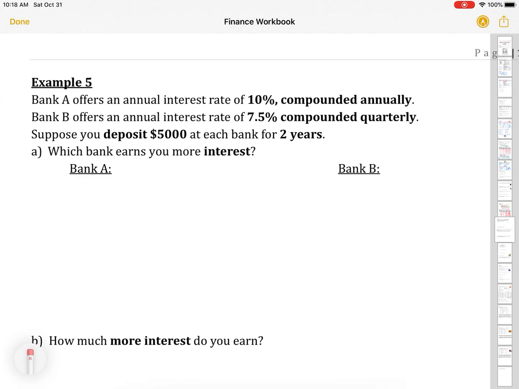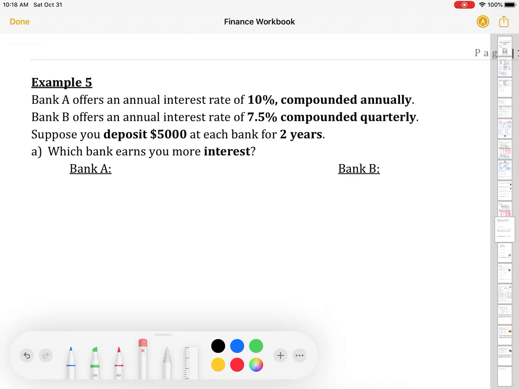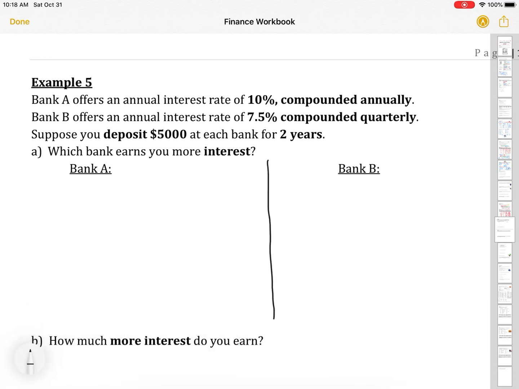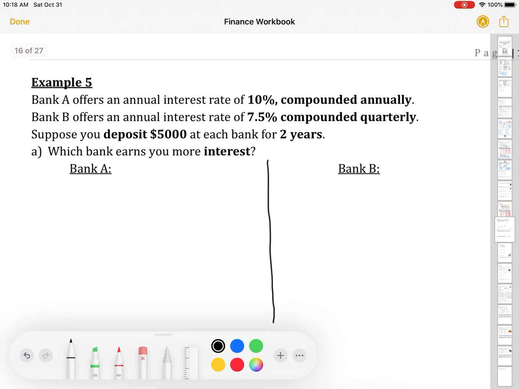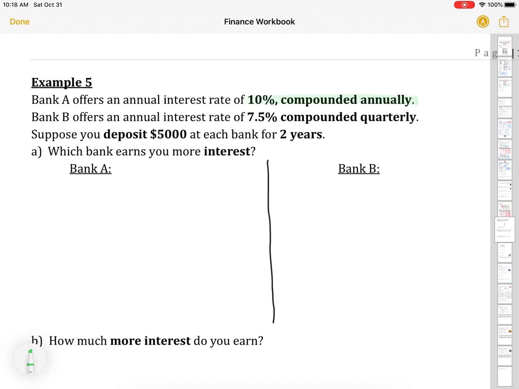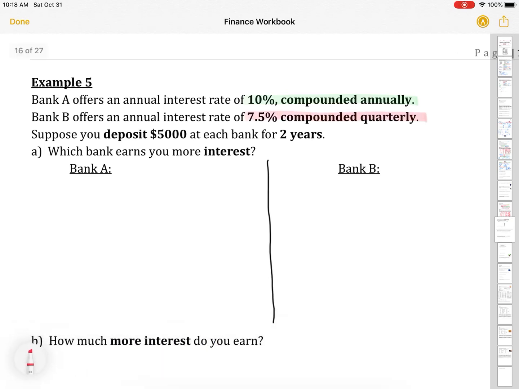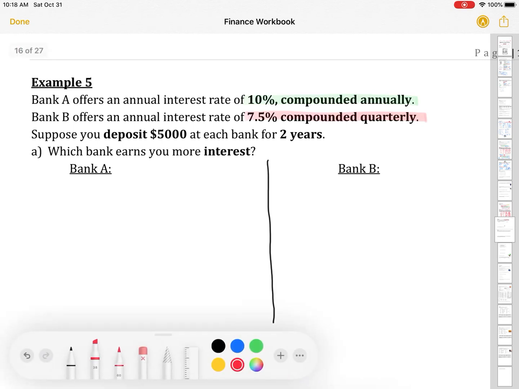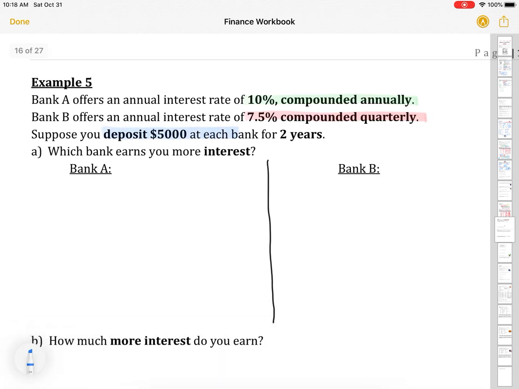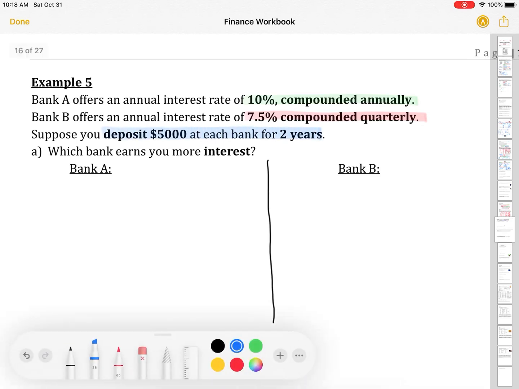Example 5. Last example here. We have 2 questions here because we have Bank A and Bank B. So we're going to have 2 options here. I'm going to split it in half so I can separate my work. Bank A, and I'm going to highlight Bank A in green, offers an annual interest of 10% compounded annually. Bank B offers an interest rate of 7.5% compounded quarterly. Suppose you deposit $5,000 in each bank for 2 years. Which one will earn you more interest?